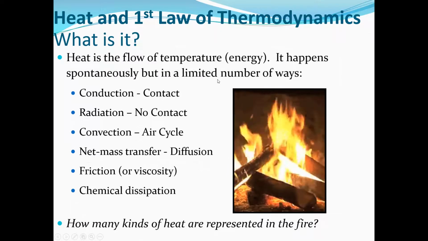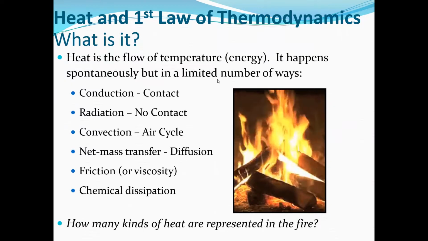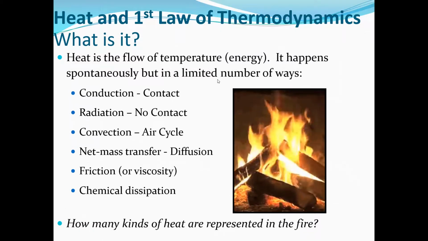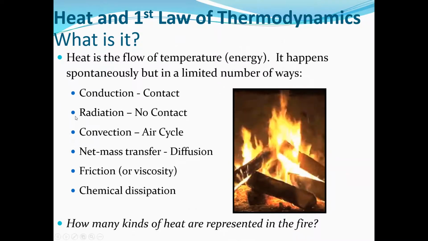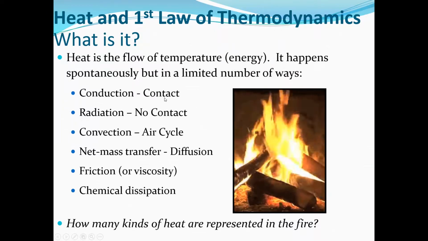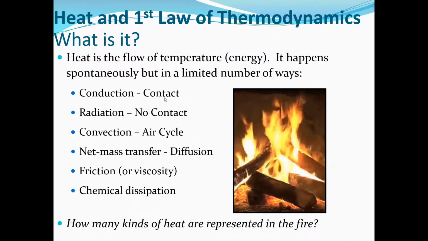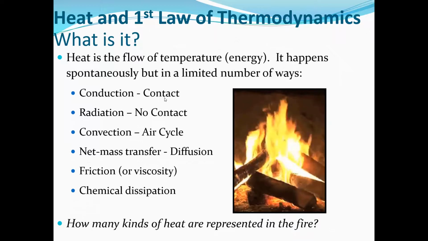There's a bunch of different ways that heat can actually flow. So, heat typically flows due to some sort of temperature difference, and it will end up causing temperature to increase or decrease. And as we know, temperature is considered as the average kinetic energy of the molecules. One way is through conduction, which is through contact, and for the most part that's actually what we're going to be focusing on, is objects that are coming together and heat is transferring from one to the other. There's also radiation, convection, net mass transfer, friction, and chemical dissipation.